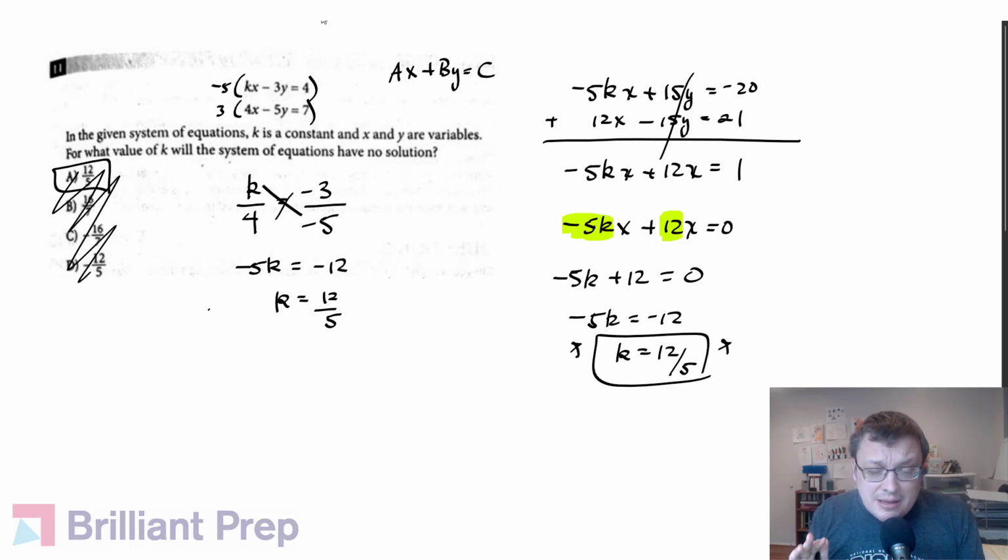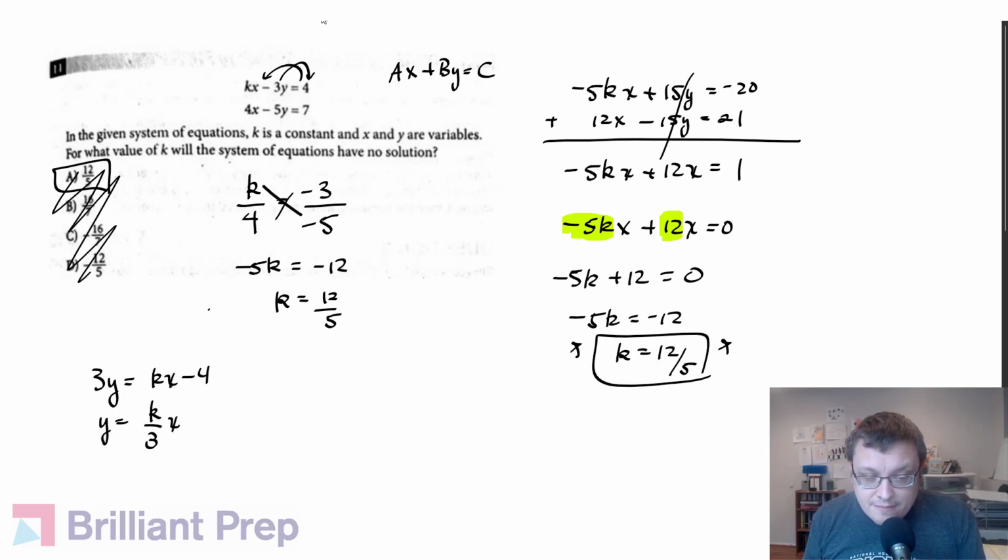A final way to do this that I think makes it most explicit as to what's going on here is to remember that when you have a system with no solutions, that means these lines are parallel, and that means their slopes are equal. Let's put these into y equals mx plus b form and see how we can compare their slopes. So for this top guy, I'm just going to move the 3y over here, and I'm going to move the 4 over here. So I'm going to get 3y is equal to kx minus 4. Then I'll divide through by the 3, and we get this. So k over 3x minus 4 over 3. That looks good, right? I think so.